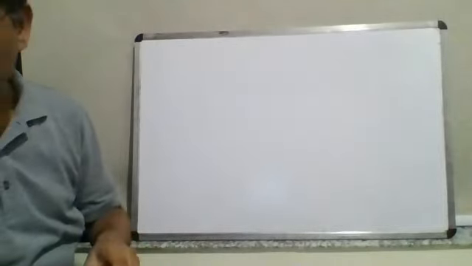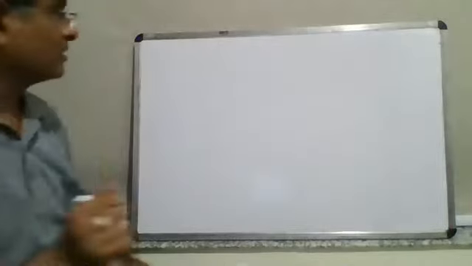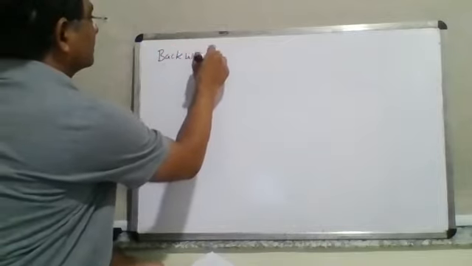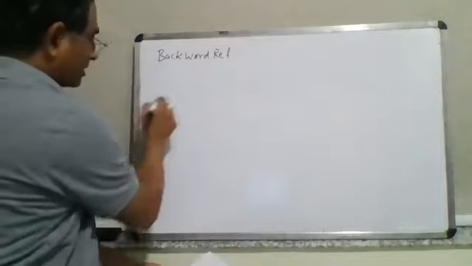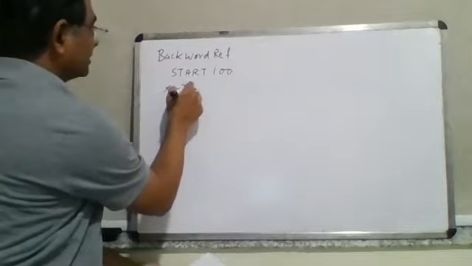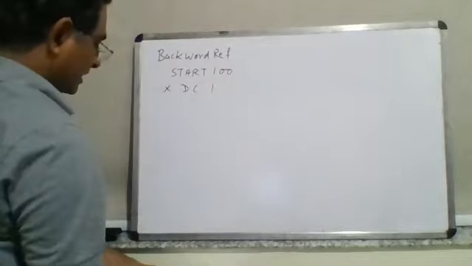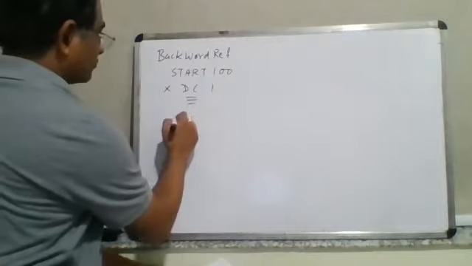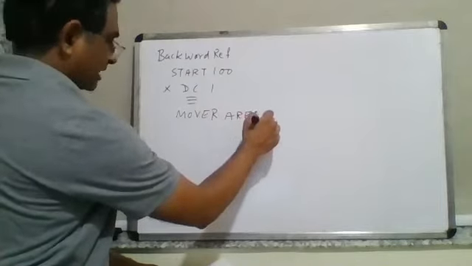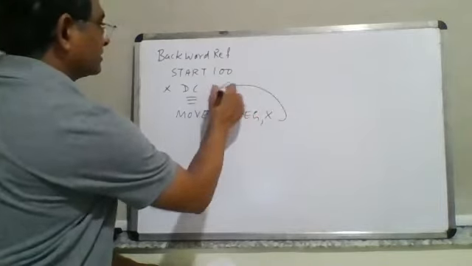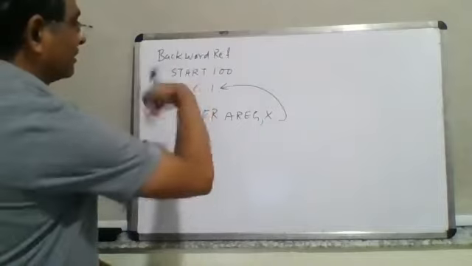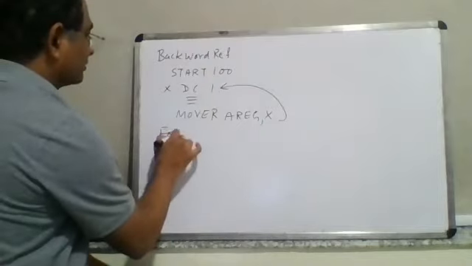So what is the forward reference problem and what is the backward reference problem? Let's say START 100, and I'm saying X DC with 1, and there are some statements here, and then I'm saying MOVER, let's say AREG, X. So I'm going to refer to a variable which is defined earlier. So this is backward reference. And the reverse of this, when I swap this, becomes a forward reference. So what is forward reference?